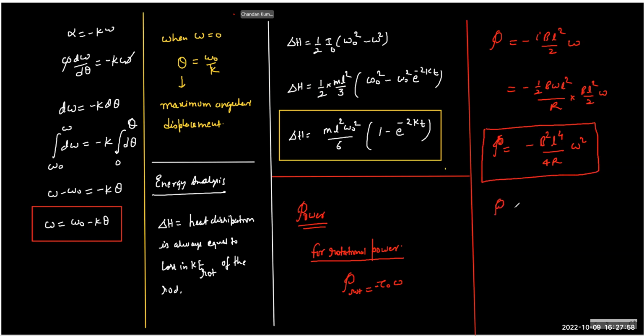So as the omega will decrease, the power will decay much faster. Okay. I hope this is clear. Yes. So these are a variety of questions that you will come across from the rotational.